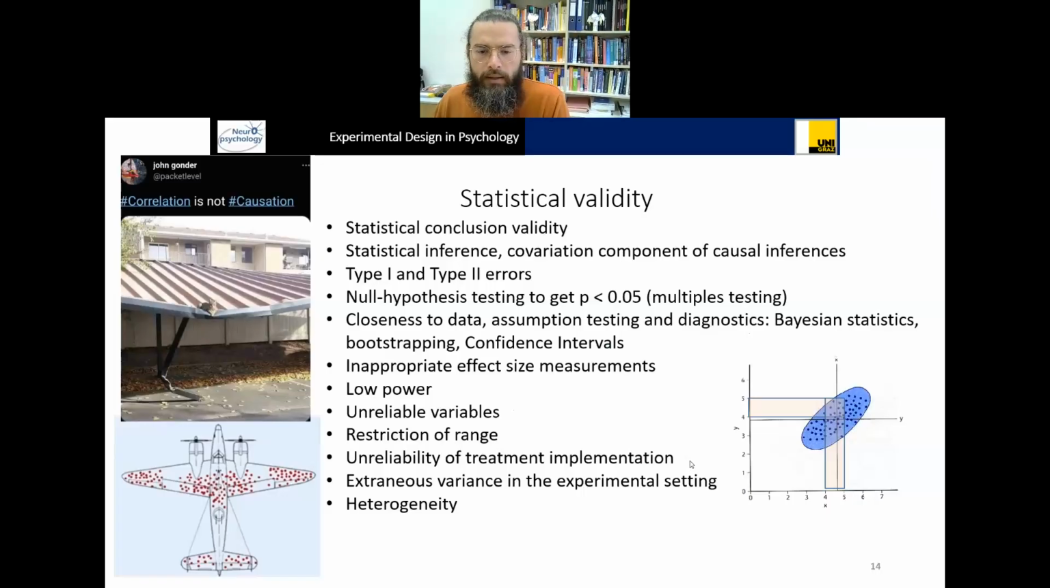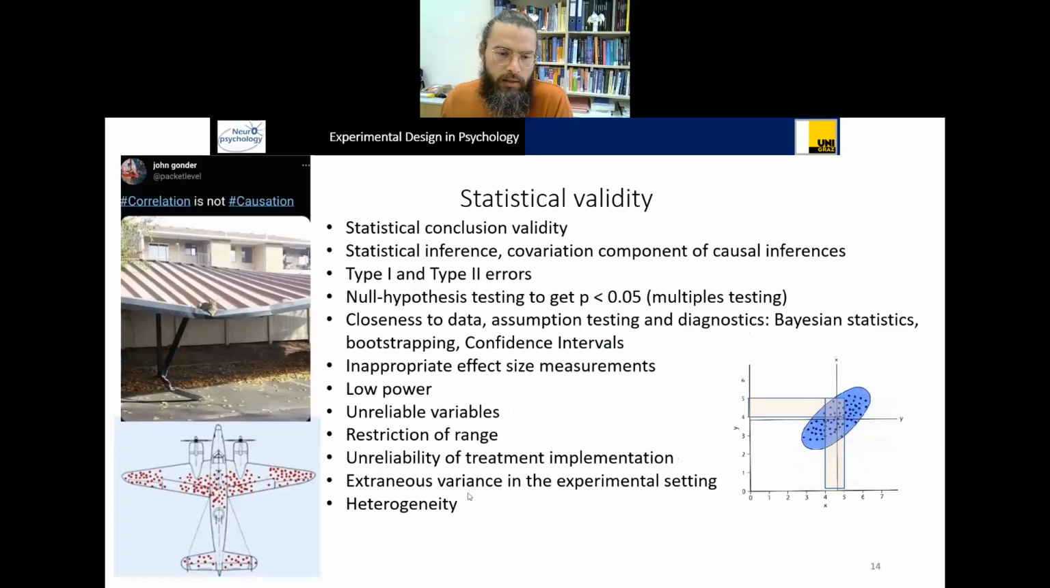Also, the unreliability of treatment implementation. Depending on the intervention you plan, you cannot control too much how that will be implemented. If you have to train therapists to conduct your treatment, some may like it, some may not understand it properly, some may not get enough training to do that properly. And in clinical designs, this can be an important source of unreliability and lack of validity.